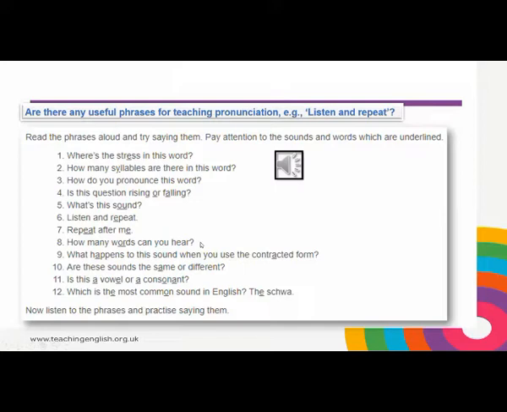Okay, I can ask them, listen to me carefully and say, how many words can you hear? What happens to the sound when you use the contracted form? Are these sounds the same or different? Is this a vowel or a consonant? Which is the most common sound in English? Okay, this is a schwa. So listen carefully to these phrases again, and we will move to another thing.